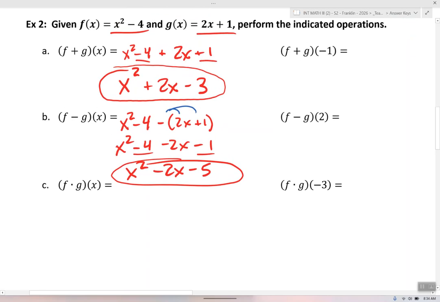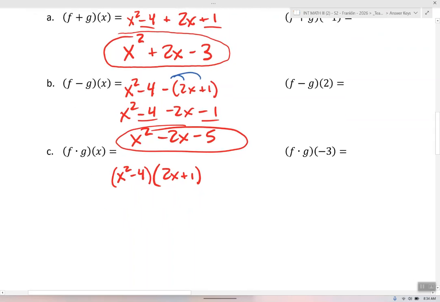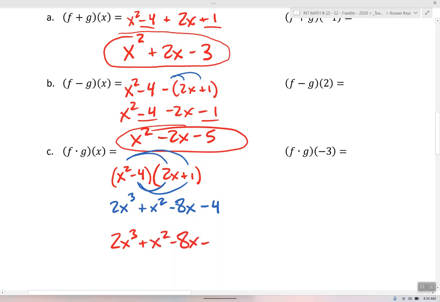Didn't leave myself quite enough room here, but that's all right. F times g of x, we're multiplying. So x squared minus 4 times 2x plus 1. We have to do a little extended distribution here. So x squared times 2x is 2x cubed. X squared times 1 is x squared. Negative 4 times 2x is negative 8x. Negative 4 times 1 is negative 4. And there's actually nothing to simplify there. So that is our answer.